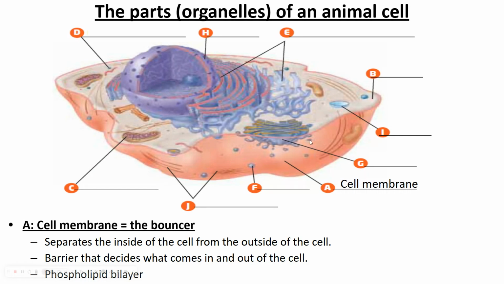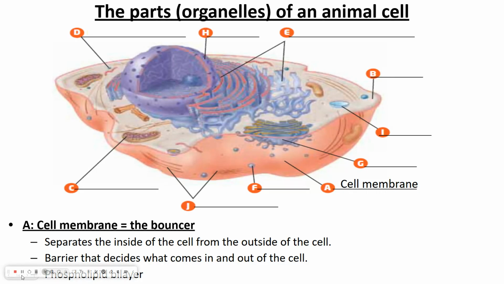The cell doesn't want everything to come in because it could be dangerous. It doesn't want everything to leave either. It only lets some things out and some things in. So the cell membrane's main job is to be selective in terms of what can go out and what can come in. It's also made up of what's called a bilayer. So it's two layers of this special molecule you'll learn about later on called a phospholipid.